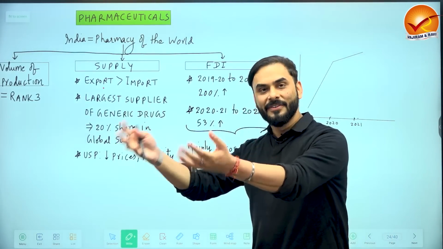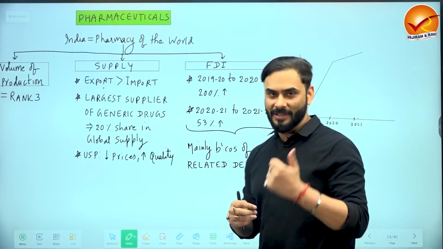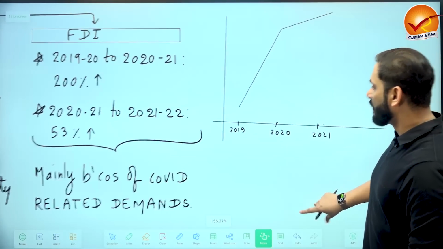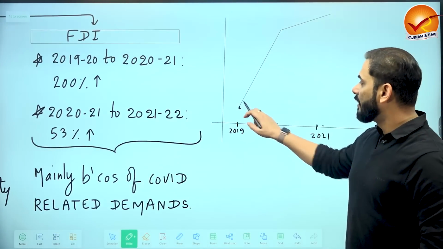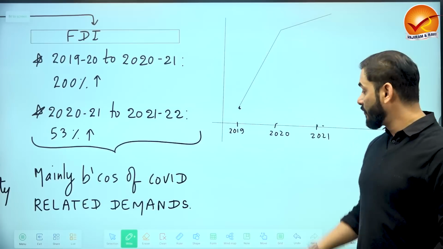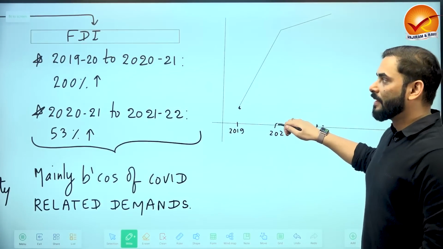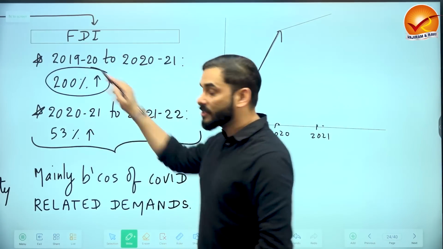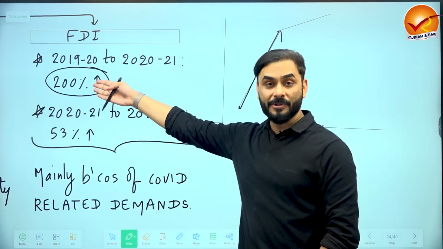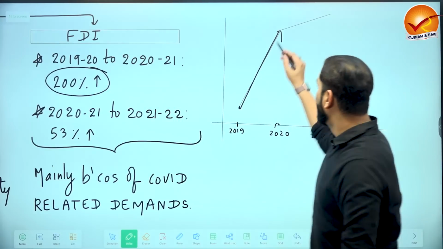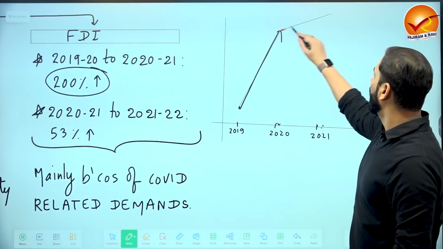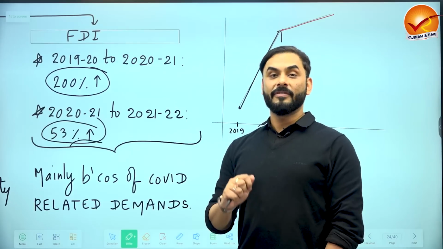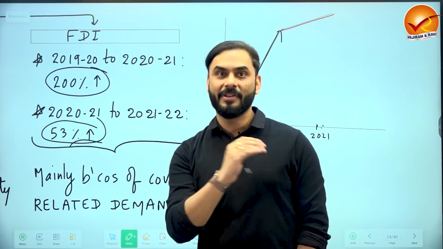Now, let us talk about foreign direct investment in the field of pharmaceuticals. Is the world interested in putting money in the Indian pharmaceutical industry? Yes. In 2019, this is the level of foreign direct investment in pharmaceutical. In the year 2020, it increased like this. And what was the increase? In our pharmaceutical, 200% increase. And then from 2020 to 2021, it increased by 53%. So foreign direct investment in our pharmaceutical has been increasing at a very, very high speed.